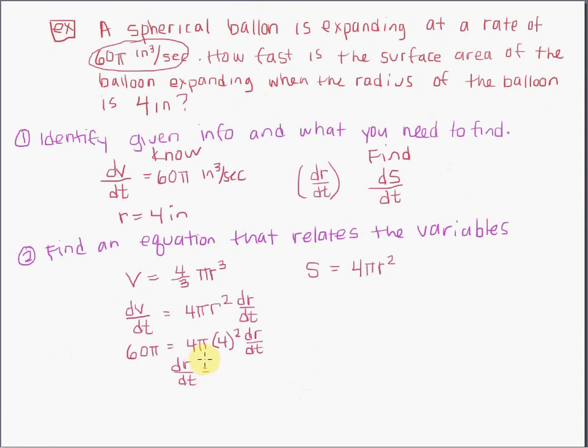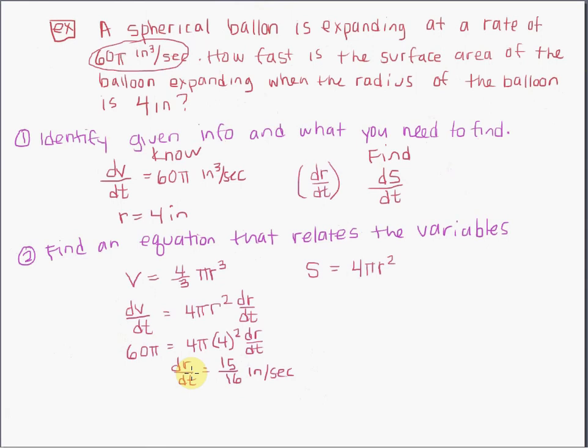Okay, so when you calculate all of this and simplify it down, I'm trying to skip some of the little algebra steps just to make this video not quite as long, so I hope that doesn't frustrate anyone here. So dr/dt is going to be 15/16 inches per second. And that is the rate that the radius is changing when the radius is at 4 inches.